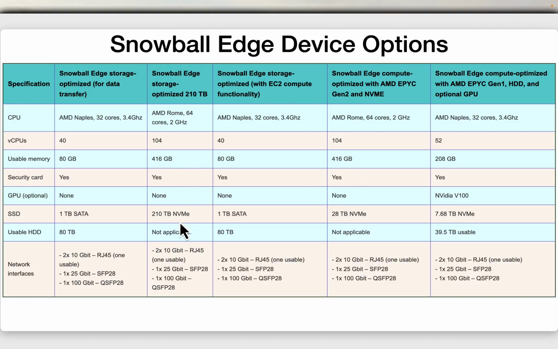Now this both has the same, but because this has pretty much all the maximum capabilities, you have 104 vCPUs, so maximum. So this is storage optimized 210, and then finally compute optimized with AMD EPYC, and this one has 52 vCPUs and a slightly different configuration, 208 GB usable memory and GPU. So this one supports GPU. So only one has this particular option, and 7.68 terabyte, and usable hard disk drive is 39.5. So you can just pause the screen if you want to take a look.